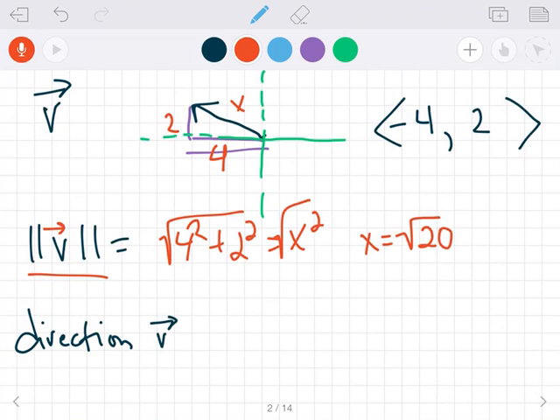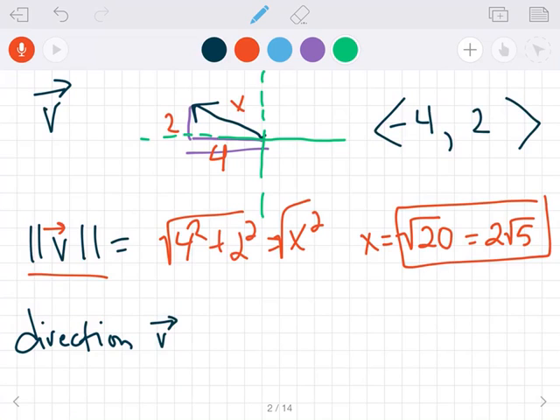Square root of 20 can be simplified. You could also write it as 2 times the square root of 5. Either answer would be fine. So that is the length or the magnitude of the vector. We can also find the direction of the vector.